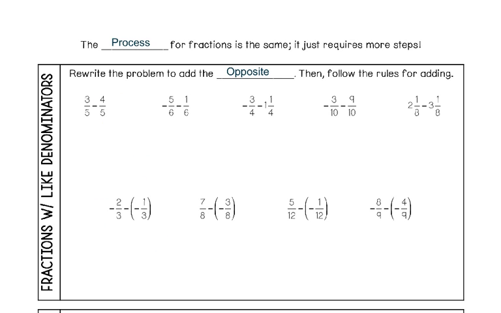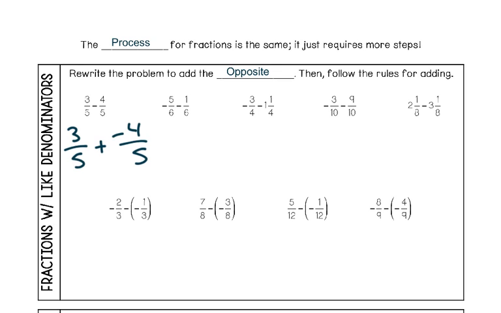So it's the same strategy. We rewrite the problem to add the opposite, then follow the rules for adding fractions. So we'll go ahead and rewrite this first one as 4/5 plus the opposite of 3/5. We keep the first number, then we add the opposite. And now we're looking at a problem like we did when we were adding fractions. We have 2 fractions that have different signs, so we're going to subtract. So we'll do 4/5 minus 3/5.